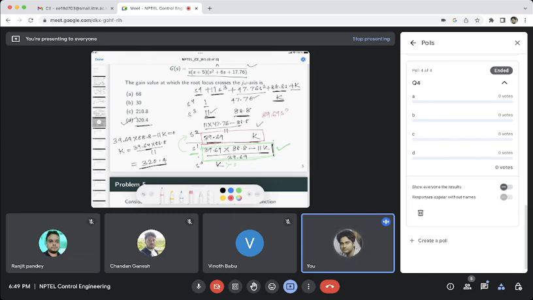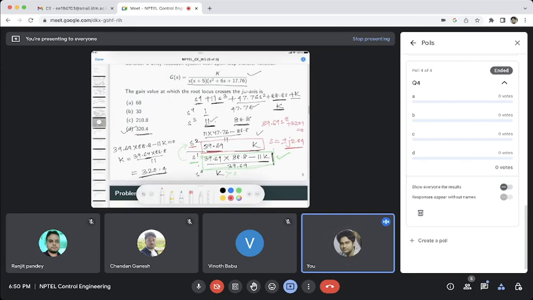39.69 s square, because this is the coefficient of this one, plus k equal to 0, and the k value we already calculated, 320.4. Okay, so 320.4 equal to 0. So s value will be what? Let's solve this. So it is 320 by 49.69 square root, right? So it is 2 point something, so plus minus j 2.84.